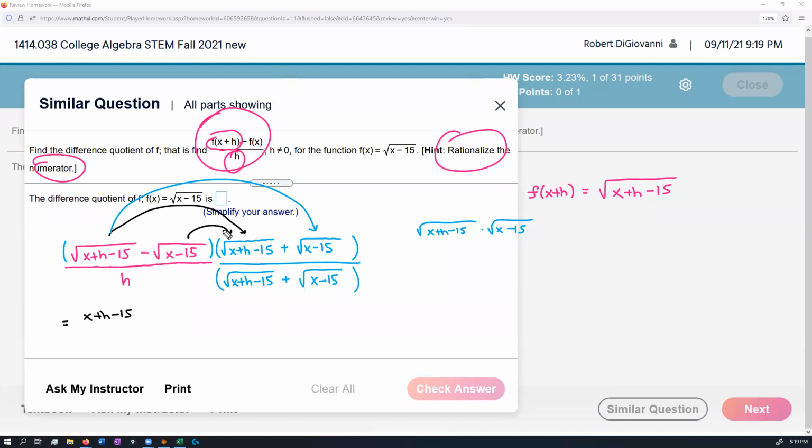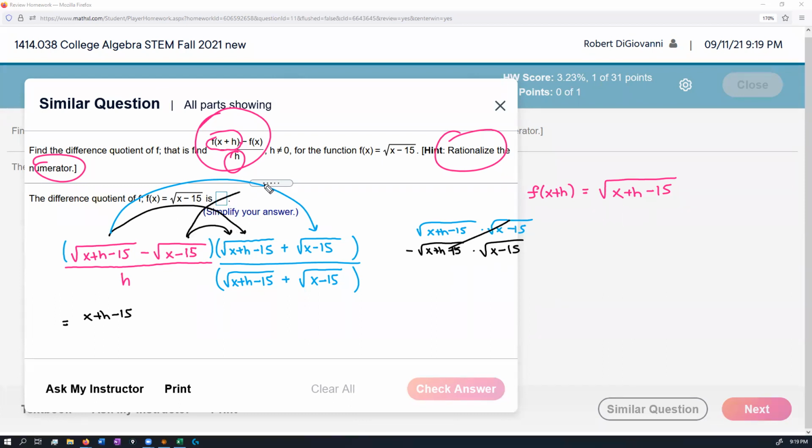Then if we do this multiplication on the inside here, we'll have the same two things multiplied as these, but we'll have a negative in front. So we'll have negative square root of x plus h minus 15 times square root of x minus 15. So when we do that and put them together, add them, they kill each other off. So there is nothing that we get out of the middle multiplications.